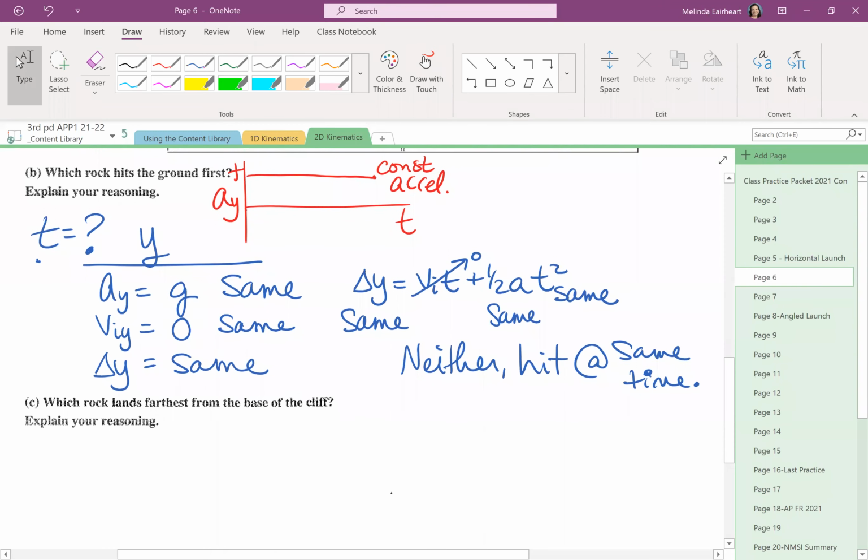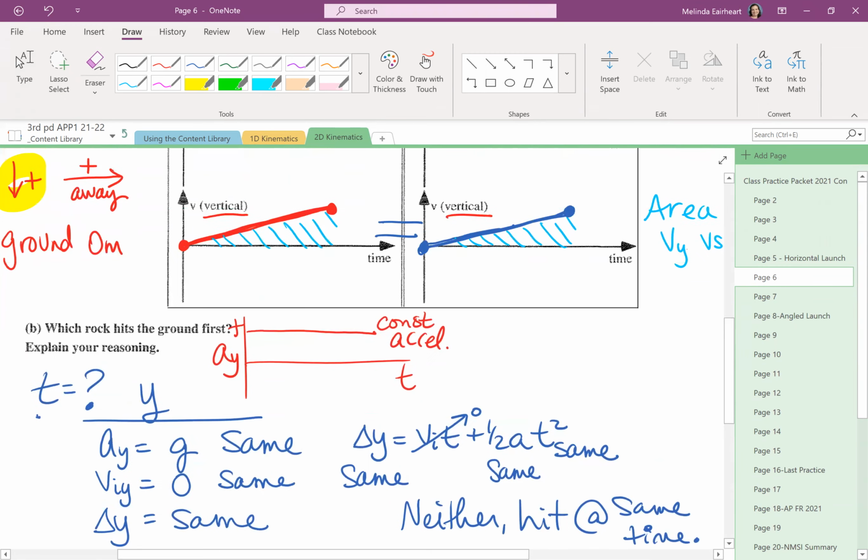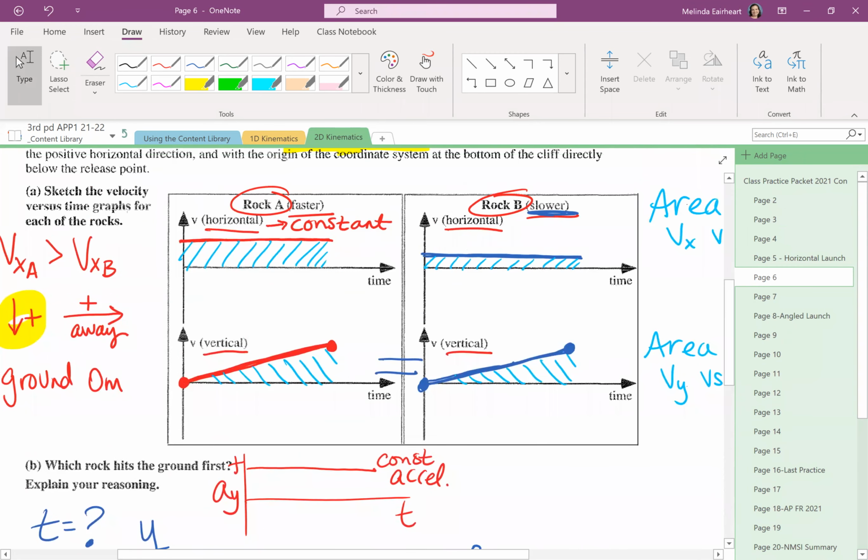All right, which rock lands the farthest from the cliff? We already talked about this. The farthest from the cliff, they're saying who has the biggest range?